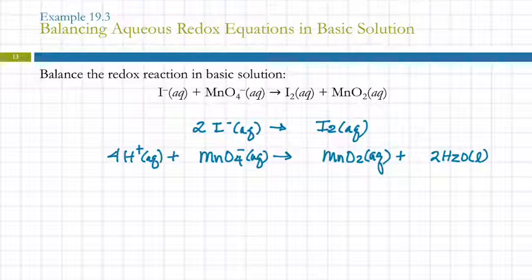Next I balance for charge. The top one I have -2 on the left side and 0 on the right. So I need to add 2 electrons to the right side so that I have the same charge on each side of the arrow. On the bottom half reaction, we have a total of 0 on the right side. Here I've got +4 from these guys and -1. So I need 3 electrons. So I've got -3 and another one that's -4 with the +4 adds up to 0.